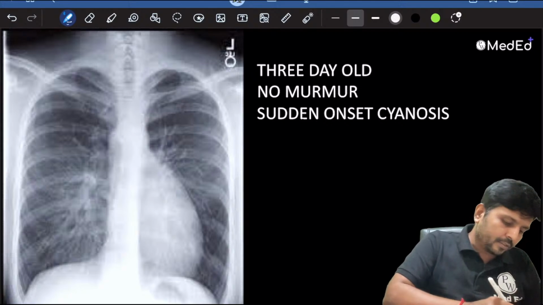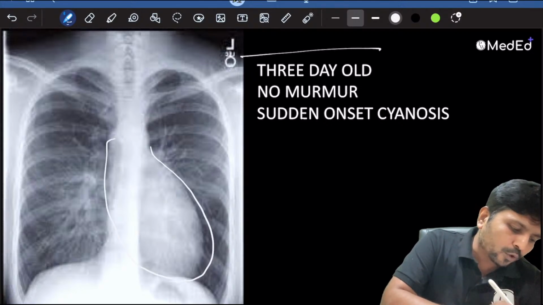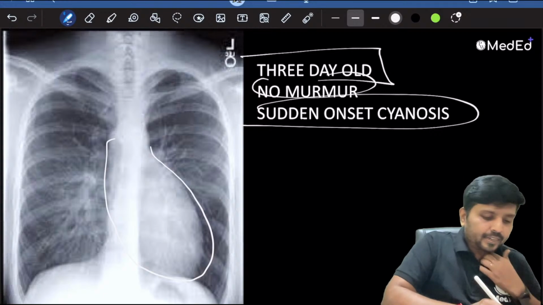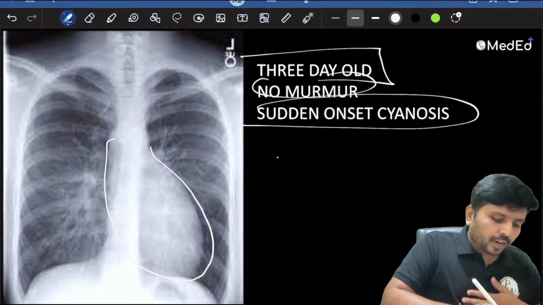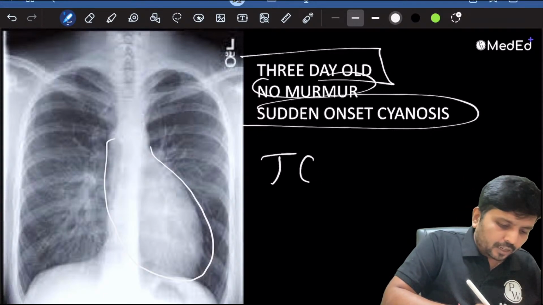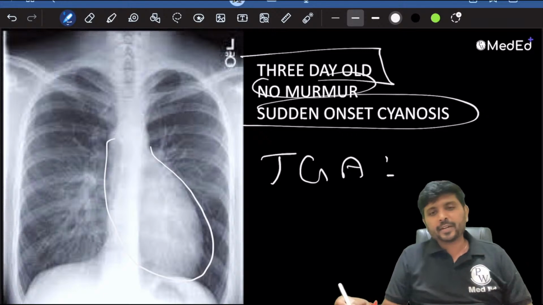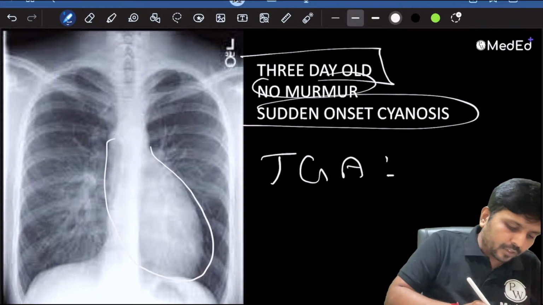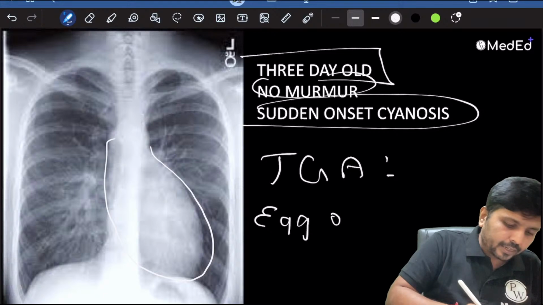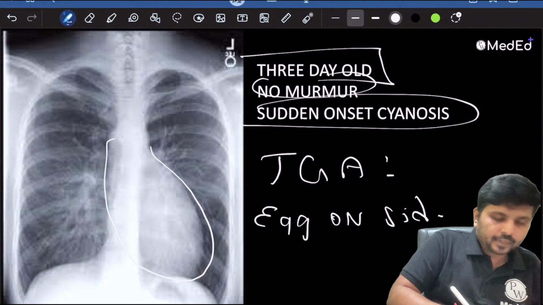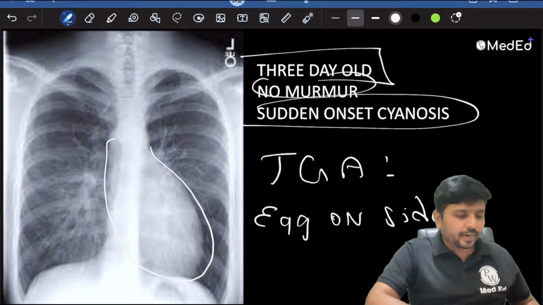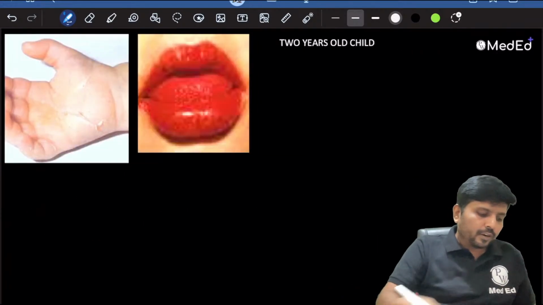What is this? 3 days old, no murmur, sudden onset cyanosis. This triad is unless otherwise proved what? Transposition of great arteries. I repeat, transposition of great arteries. This is egg on side heart. Transposition of great arteries. So what is this?